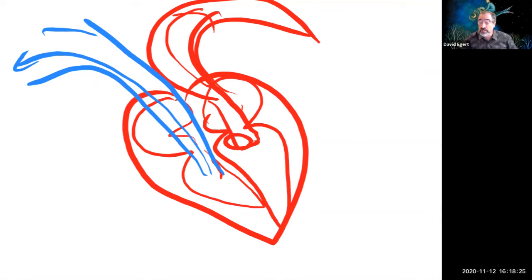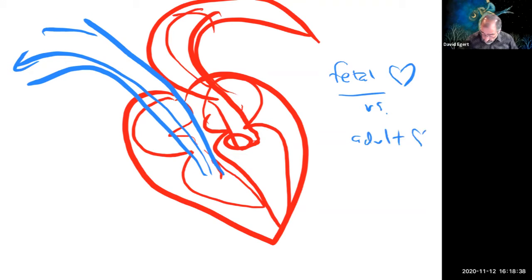I feel it's worth at least mentioning a little bit about the development of the heart. So the fetal heart versus the adult heart. It's important to understand this because it's actually at the root of some congenital defects and things that happen. So it's important to understand some of the big differences between fetal and adult circulation.